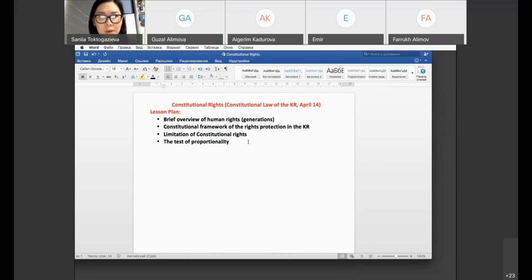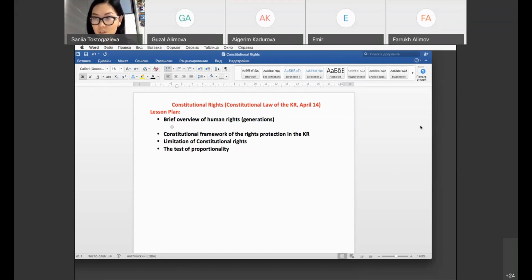After that, we will talk about the constitutional framework of the rights protection in the Kyrgyz Republic. How does it regulate it? What specific articles regulate what constitutes the constitutional framework? Then we will particularly talk about limitation of constitutional rights, and the test of proportionality, which is the main test that is applied when we talk about the limitation of constitutional rights. Okay, guys, so let's start with the brief overview of the human rights, or something called generations.